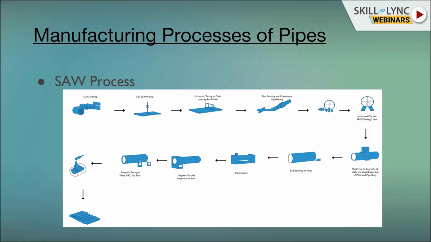Holding period is done, for example, according to the different standards. IS standards and API standards are different, so a different kind of holding period will be used. After the holding period, the pipe will be released. After the release of the pipe, it goes for magnetic particle testing.